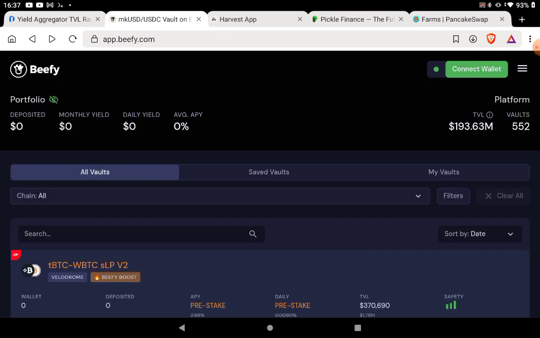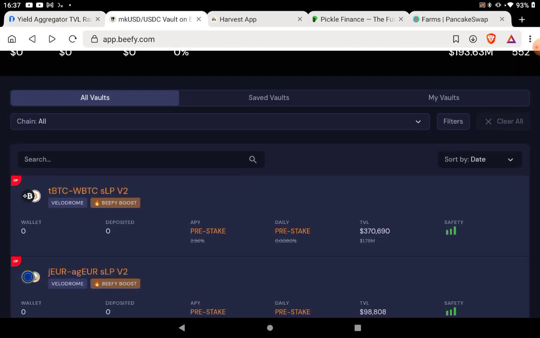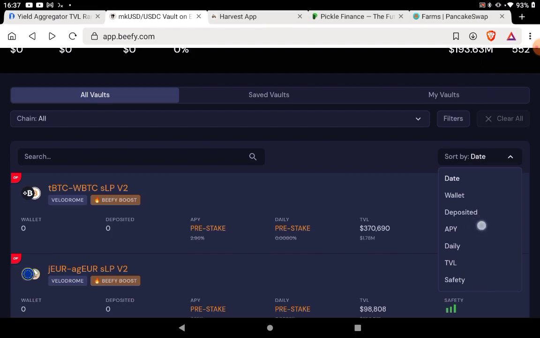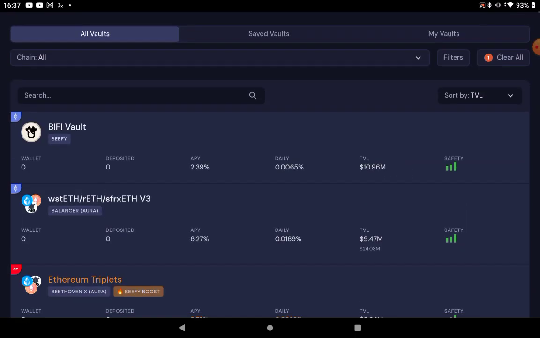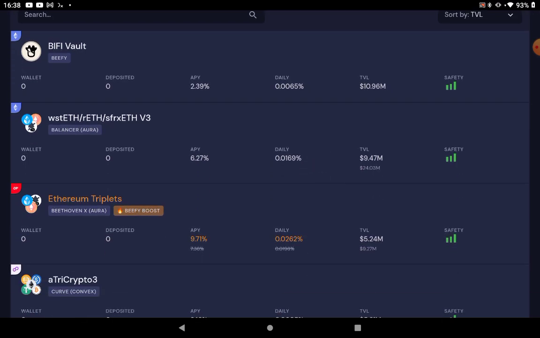You can go on the menu, search yourself, filter by date, APY, so you get the juiciest APY, etc. TVL even. Let's go here on TVL, see some of the biggest TVL. So Beefy's BIFI Vault, which is the native token of Beefy, has over 10 million TVL. So this gives you already an idea of how you can browse through this menu and find opportunities.